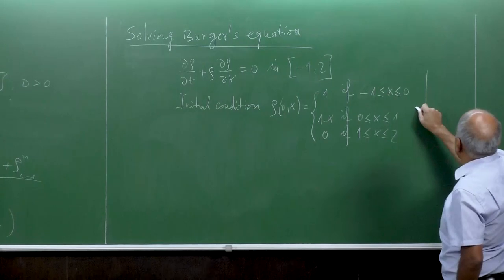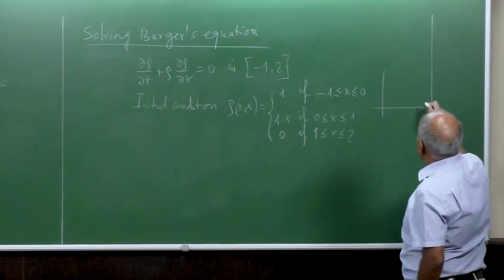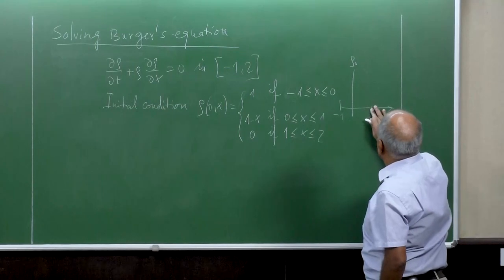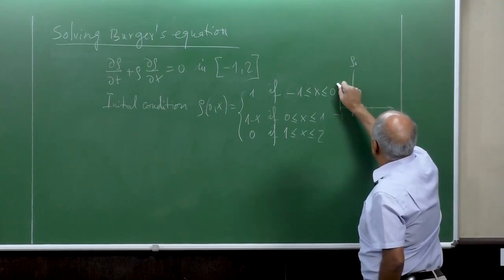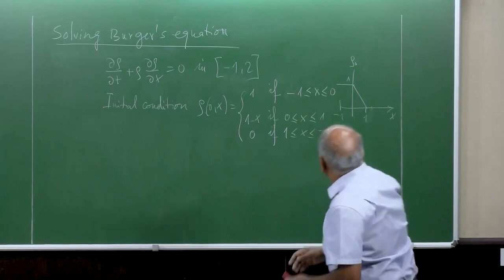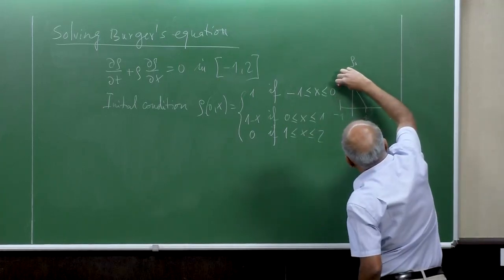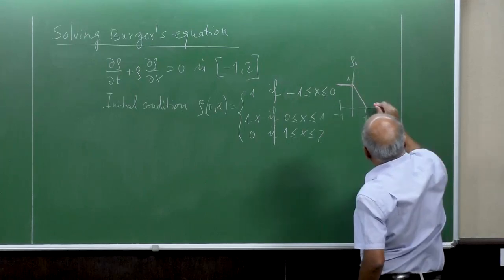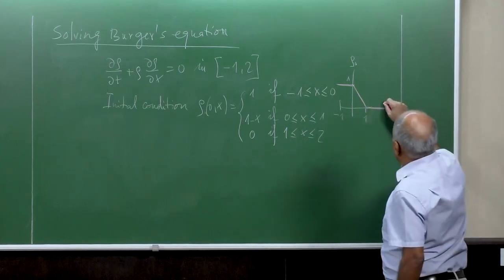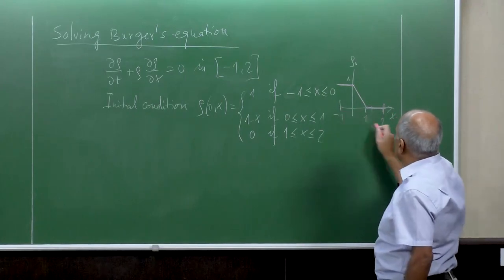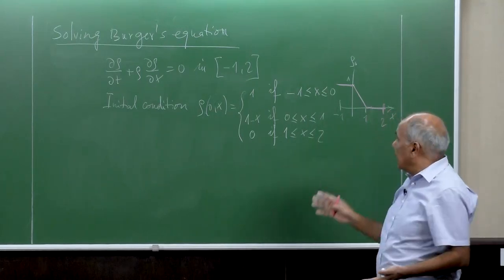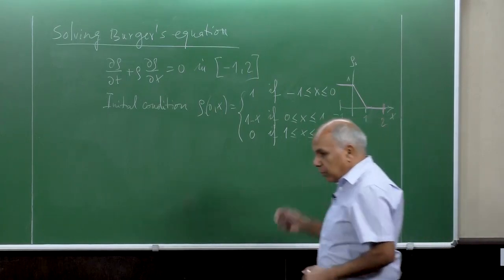So our initial value is like this: this is x, this is rho 0. It is 1 up to here, then 1 minus x here, and 0 here. So we cut at 0.2. This is our interval minus 1 to 2, and this is our initial value. We know that at t equal to 1, we have the exact solution, and that should be a shock. That we'll show in the numerics.